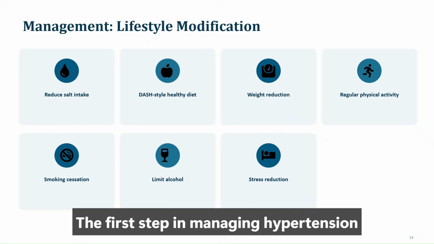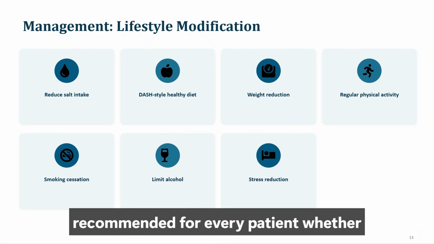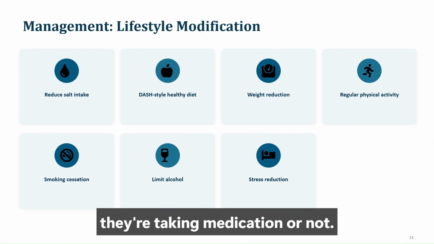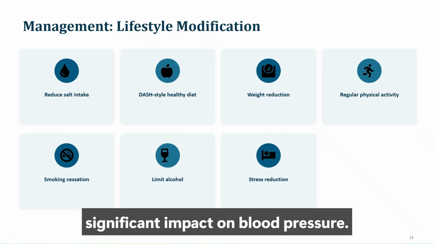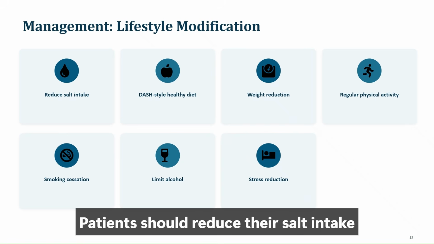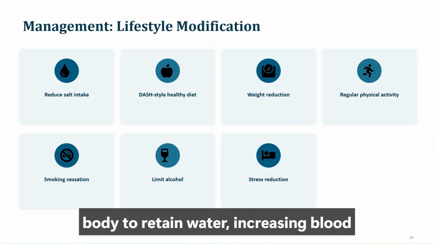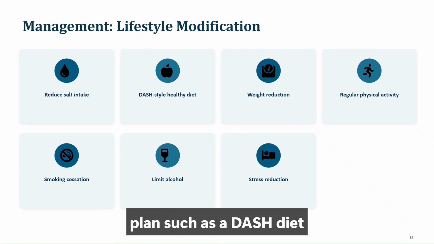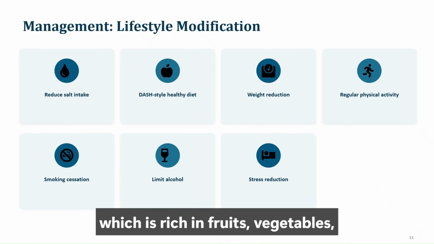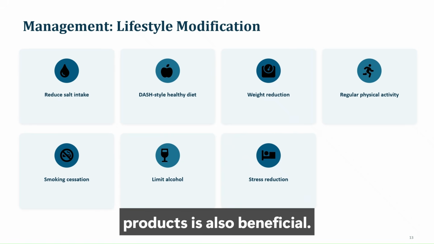The first step in managing hypertension is lifestyle modification, and this is recommended for every patient whether they're taking medication or not. Small lifestyle changes can have a significant impact on blood pressure. Patients should reduce their salt intake because too much sodium causes the body to retain water, increasing blood pressure. Following a healthy eating plan such as a DASH diet, which is rich in fruits, vegetables, whole grains, and low-fat dairy products is also beneficial.